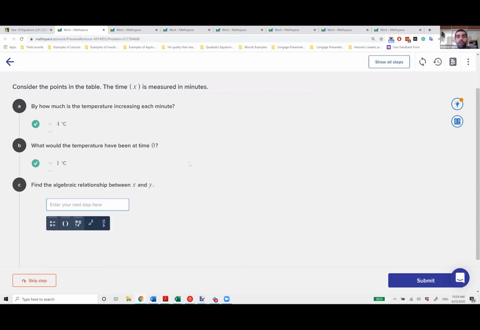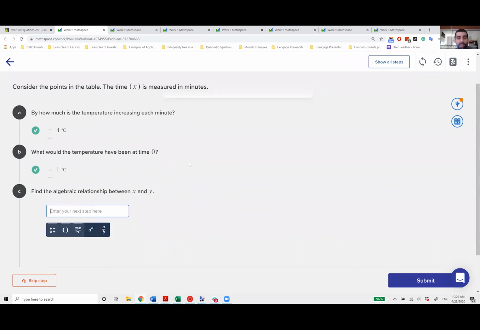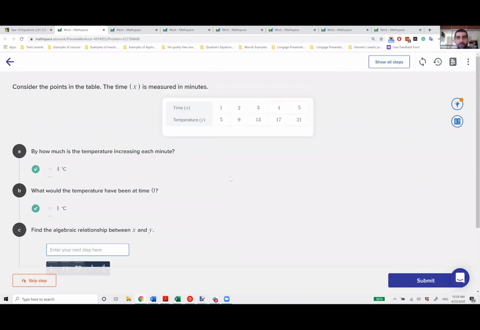All right, here we go. Now, let's find the algebraic relationship between x and y. Who can write an equation that links x and y? Okay, we've got x equals y plus 1. Not quite. Y equals 4x plus 1. What do we think of that one? All right, a couple of people coming in with y equals 4x plus 1.